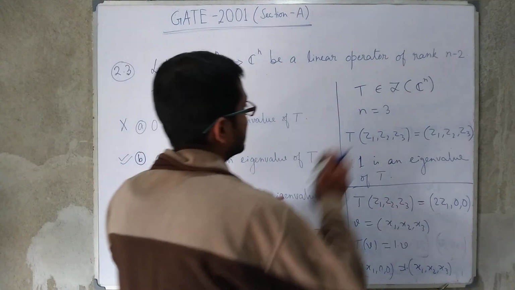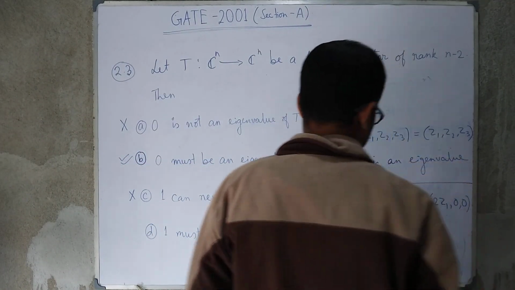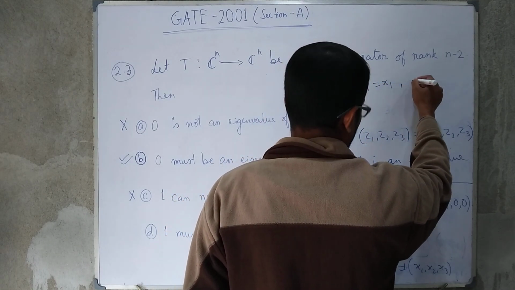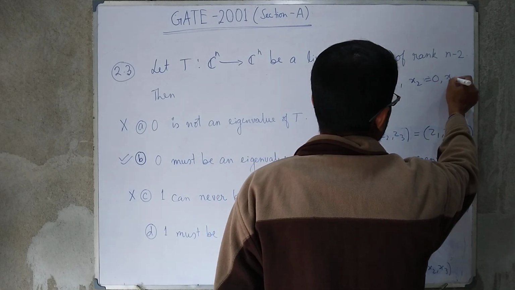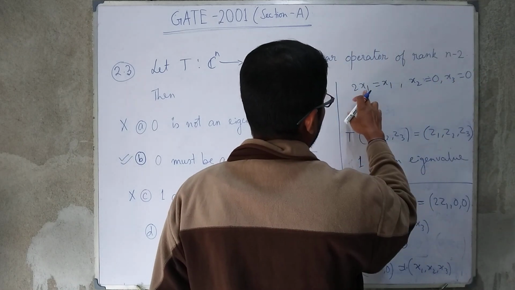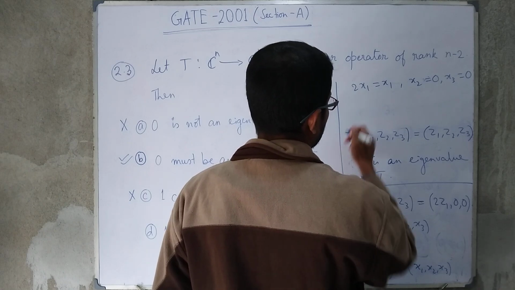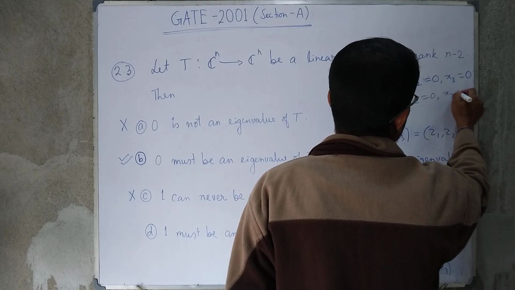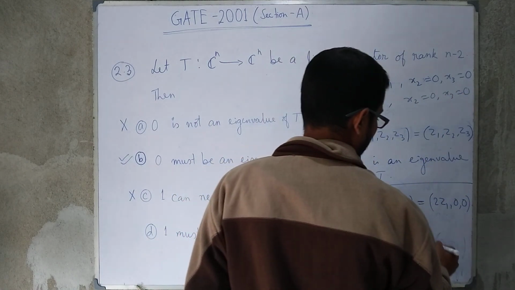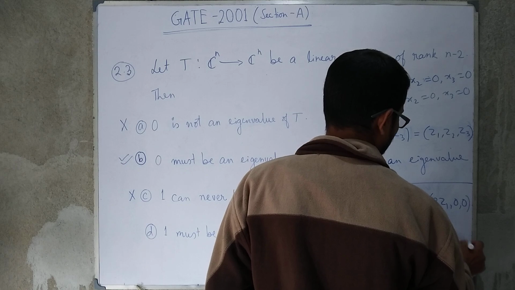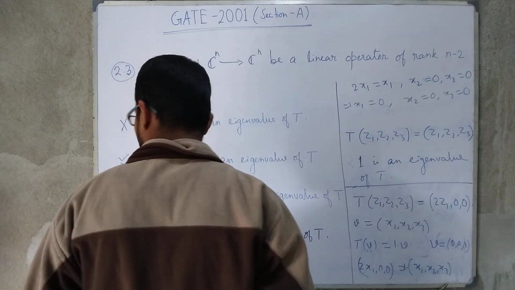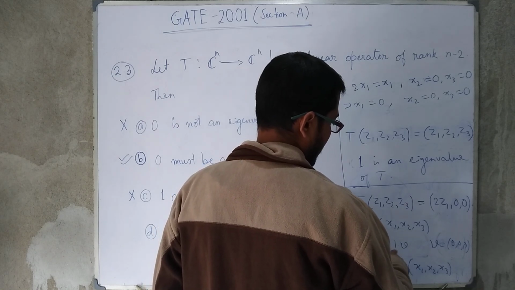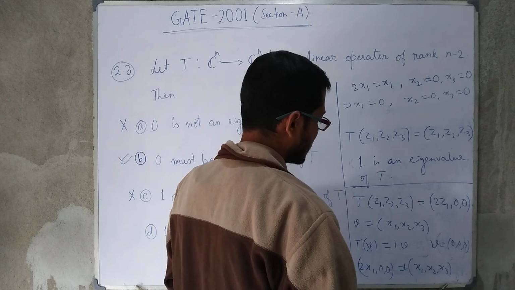So we are getting 2x1 equals x1, and x2 equals 0, x3 equals 0. Here x1 is a complex number, so 2x1 equals x1 means x1 equals 0, and x2 equals 0, x3 equals 0. So we are getting that v is the zero vector in C3. So we are not getting a non-zero vector v such that T v equals 1 times v. So 1 is not an eigenvalue of T.